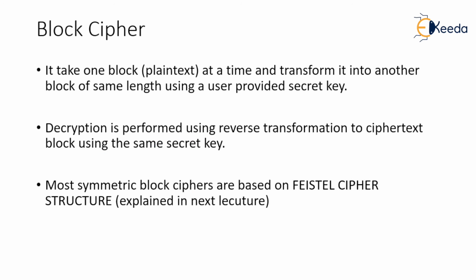So how does the block cipher perform its work? It takes one block of plain text at a time and transforms it into another block of the same length, and for doing this it uses a secret key. Decryption is performed using the reverse transformation on the ciphertext, and again for decryption the same secret key is used for every block to convert it into the plain text.